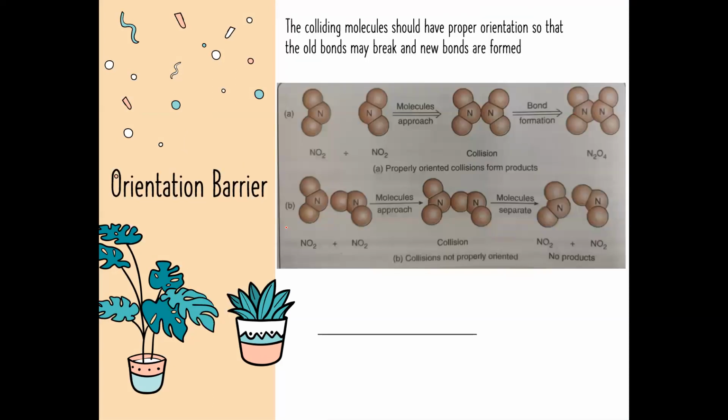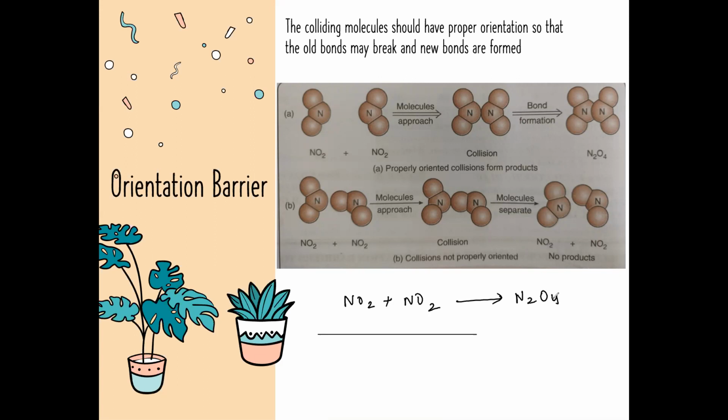Next, we have the orientation barrier. The colliding molecules should have proper orientation so that old bonds may break and new bonds are formed. Let us take an example. As discussed here, just imagine a reaction between NO2 plus NO2 giving rise to N2O4.